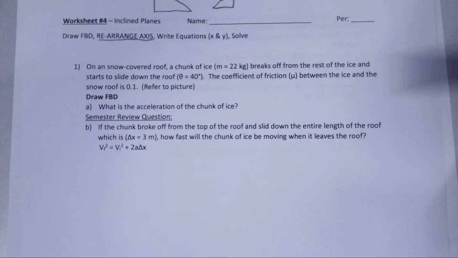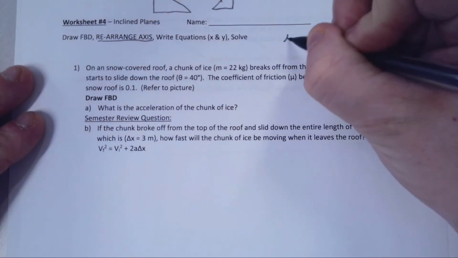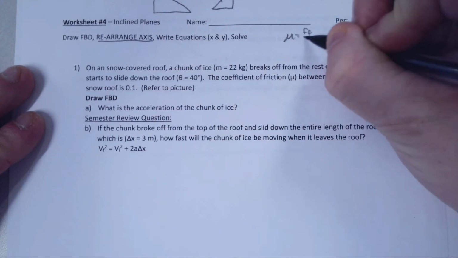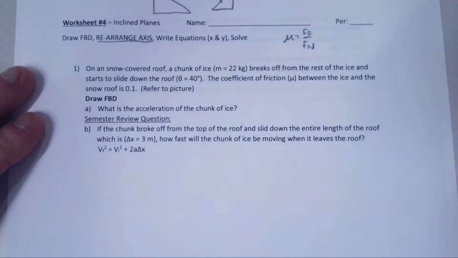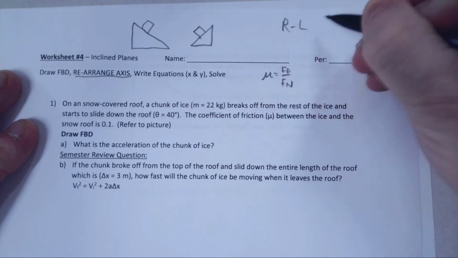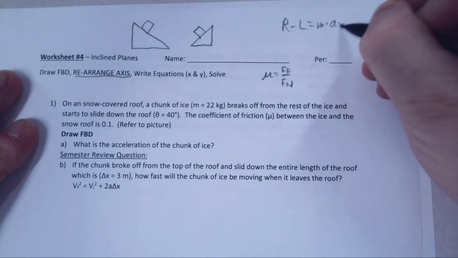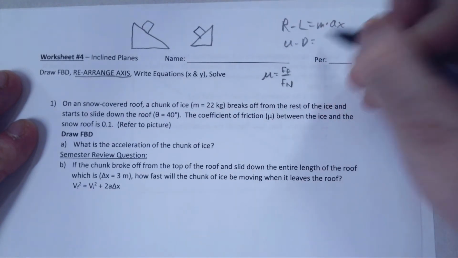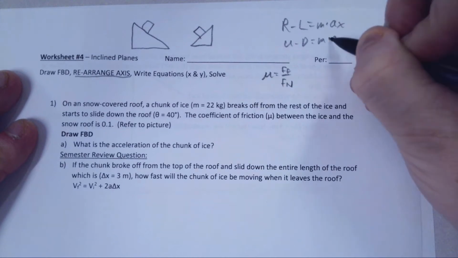Write the equations in the x and y direction like we always have. So if there's enough in the x, we solve in the x. If there's not enough in the x, we go to the y. And then we also have, remember, our coefficient of friction, which is friction divided by normal force. Remember also right minus left equals m a of x, and up minus down equals m a of y.